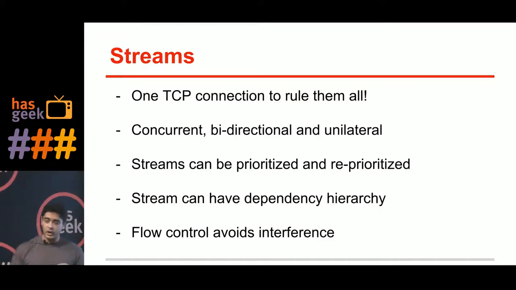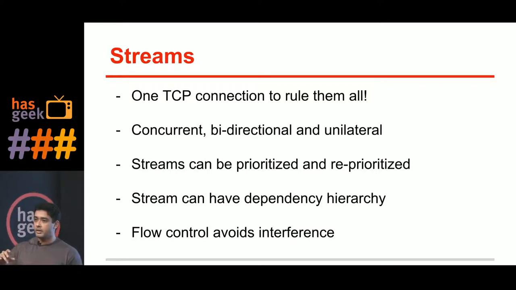So streams allow you to have bi-directional, concurrent, unilateral sub-channels within a single TCP connection. This is extremely efficient when you're talking about an average web page which has, say, 52 or 80 assets in it. Imagine, if you have ever opened the developer mode of your browser, you'd see a bunch of requests going to your target website.